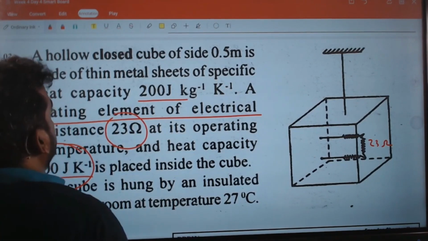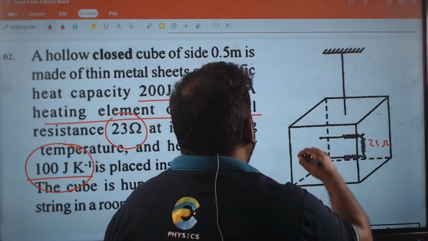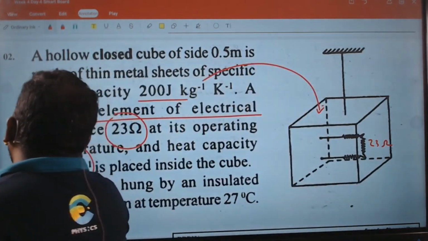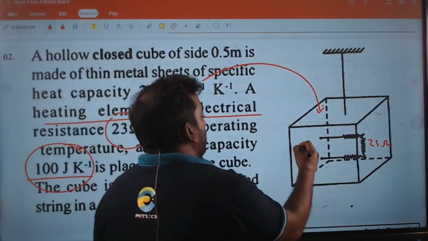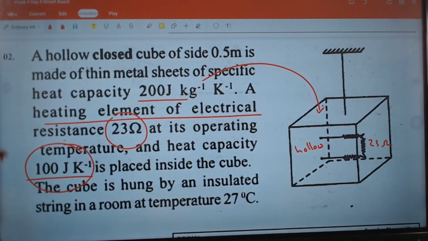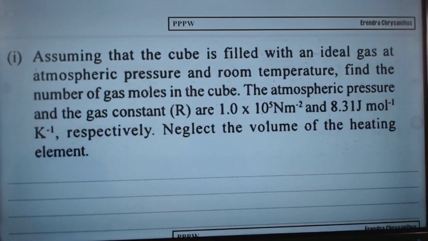A hollow closed cube of side 0.5 is made of thin metal sheets of specific heat capacity 200 joules per kilogram per Kelvin. It is hollow inside. Assuming that the cube is filled with an ideal gas at atmospheric pressure and room temperature, find the number of gas moles in the cube. The atmospheric pressure and the R constant are given. Neglect the volume of the heating element.